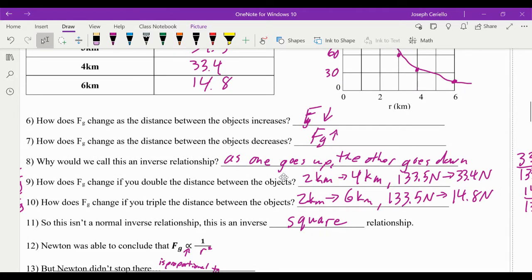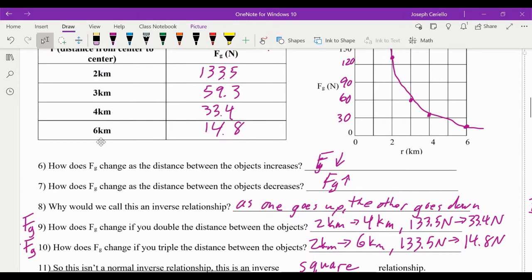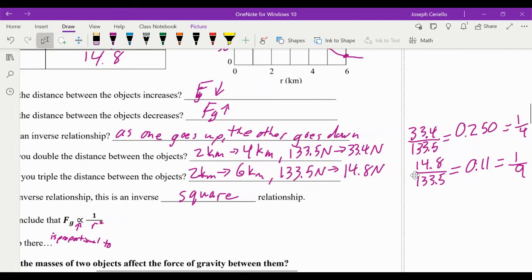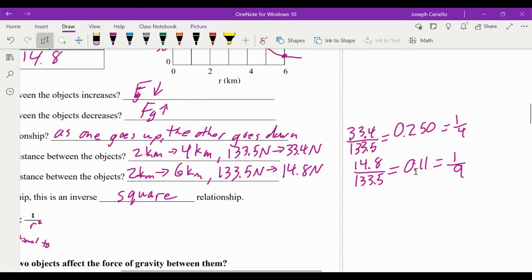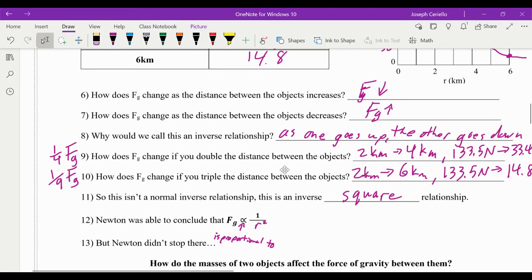Well, what about when you triple it? When you triple it, that would be like going from 2 kilometers to 6. Is it cut to 1/3, 1/6? What is it? Well, it went from 133.5 to 14.8. Let's check it out. 14.8 over 133.5 is 0.11, which is 1/9. So when you triple the distance, you get 1/9 the force of gravity.